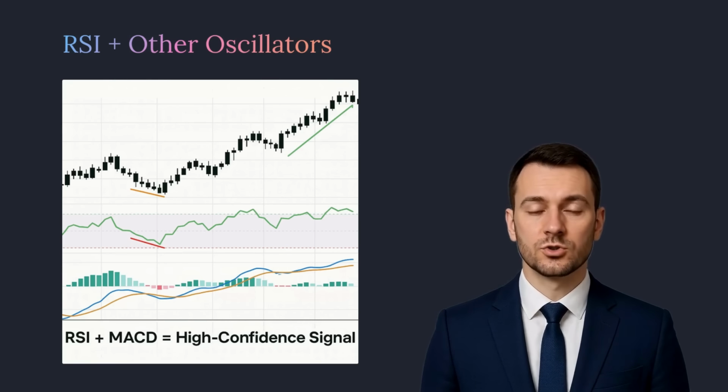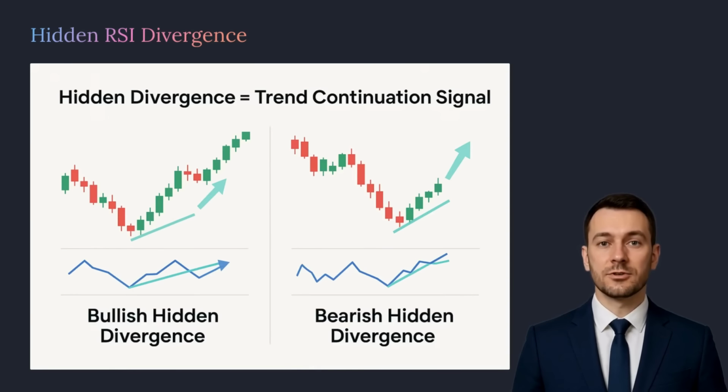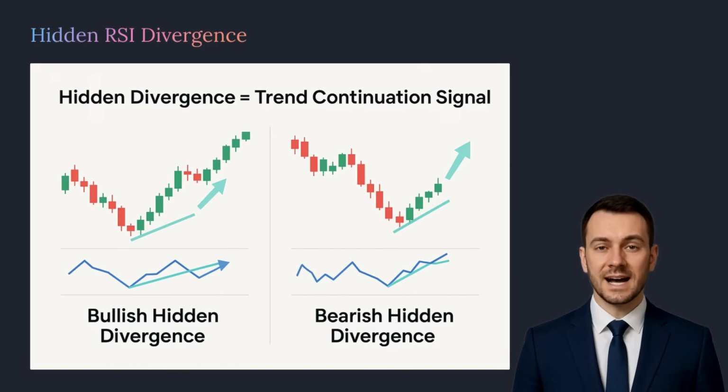to the same conclusion. One more advanced concept to be aware of, especially for intermediate traders, is hidden divergence. This is a form of divergence that indicates trend continuation rather than reversal. For example, in an uptrend, if price makes a higher low but RSI makes a lower low, that's a bullish hidden divergence suggesting the uptrend will resume. In a downtrend, price's lower high versus RSI's higher high is bearish hidden divergence, hinting the downtrend will continue.